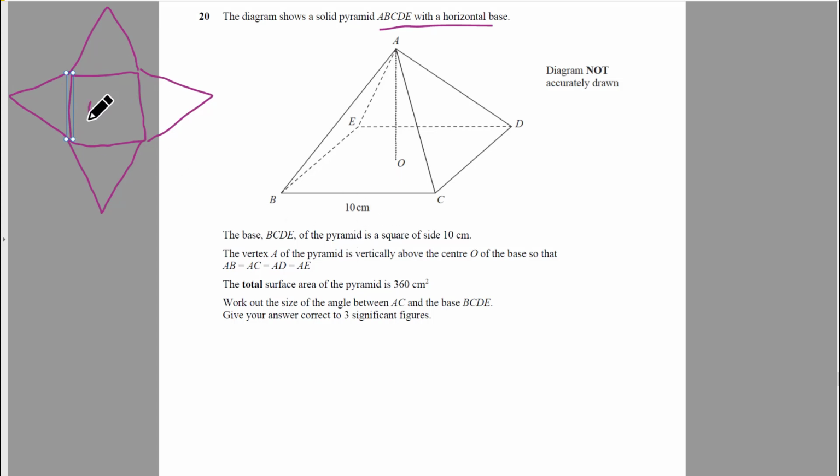So that's 10, so we're going to get 100 here. We know the total surface area is 360. So we do 360 minus 100 equals 260. Now we do 260 divided by 4. That's going to equal 65. So each one of these has an area of 65.